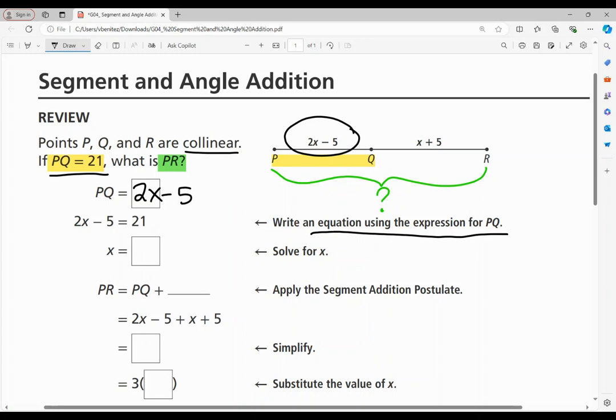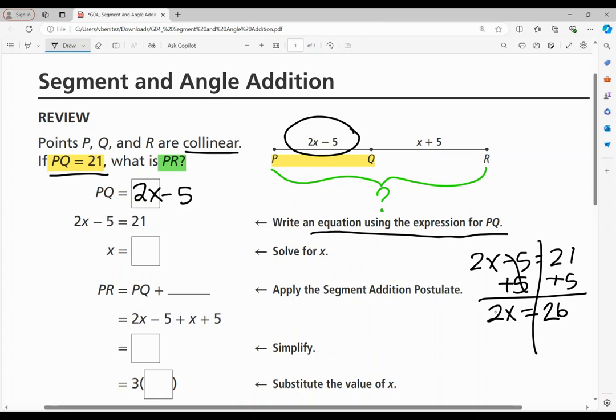Then using algebraic steps, and I'm going to do it over here on the side, we have 2x minus 5 is equal to 21. If we are going to solve for x, the first thing we do is the inverse of subtracting 5, which is to add 5 to keep everything balanced. Whatever we do to one side, we must do to the other. So 21 plus 5 is 26. And then to get our variable x by itself, we do the inverse by dividing both sides by 2. So therefore, x is equal to 13.